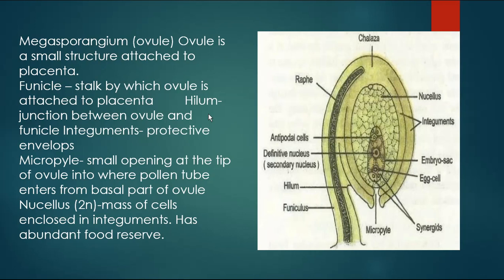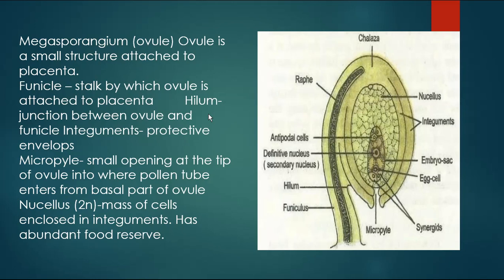Let us familiarize ourselves with the structure of a typical angiosperm ovule. The ovule is the small structure attached to the placenta by means of a stalk called funicle. The body of the ovule fuses with funicle in the region called hilum. Thus, hilum represents the junction between ovule and funicle. Each ovule has one or two protective envelopes called integuments. The integuments encircle the nucellus except at the tip, where the small opening called micropyle is organized. Opposite the micropylar end is the chalaza, representing the basal part of the ovule.